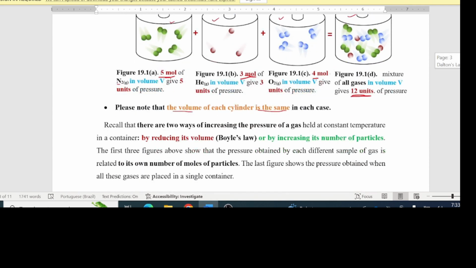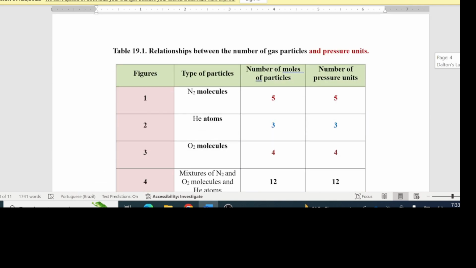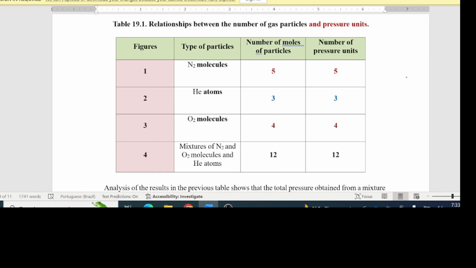So there appears to be a relationship between the pressure and the number of moles of particles that a gas has. So this table here now encapsulates for us the relationship between the number of moles of particles and the pressure unit. In figure 1, you had 5 moles of nitrogen gas, you get 5 pressure units. In the second one, 3 moles of helium atoms, you get 3 pressure units. Oxygen 4, and the total number of particles here is 12 moles, and you get 12 pressure units.